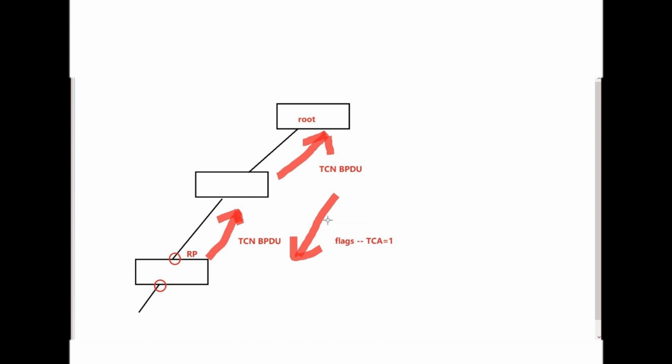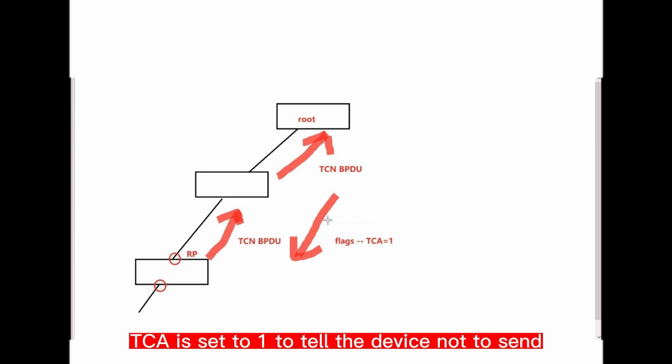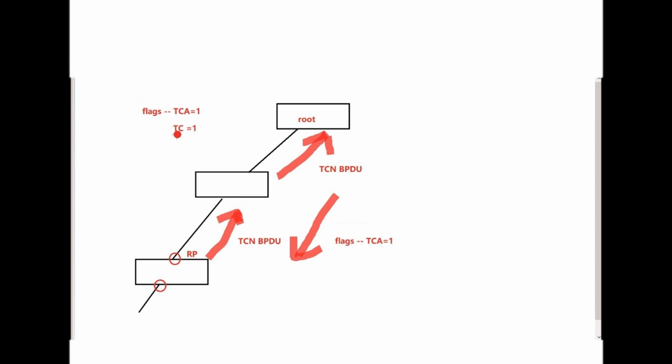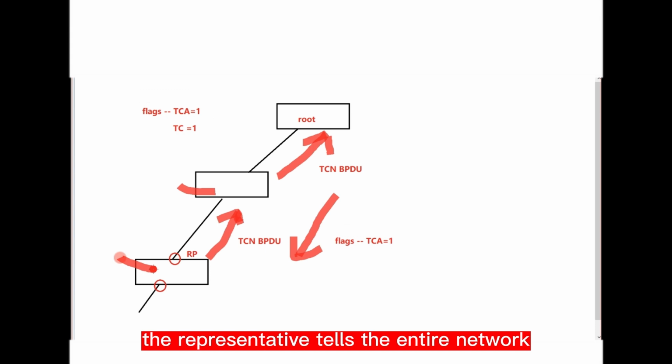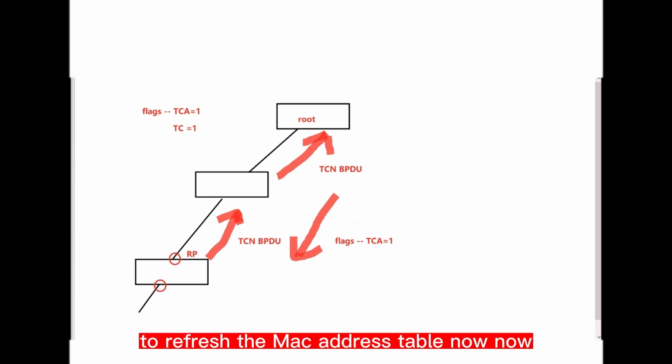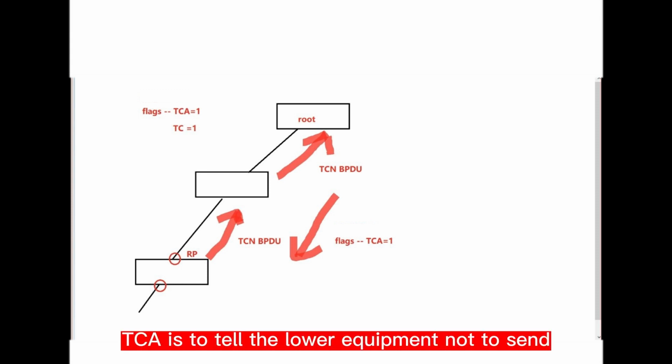Among them, besides TCA set to 1 in the flags, it will also set TC to 1. TCA set to 1 tells the device not to send. Secondly, it sets TC to 1 at the same time, which tells the entire network to refresh the MAC address table now. It is equivalent to replying to a message, but it did two things. TCA tells the lower equipment not to send. Secondly, the TC will always be forwarded downwards.